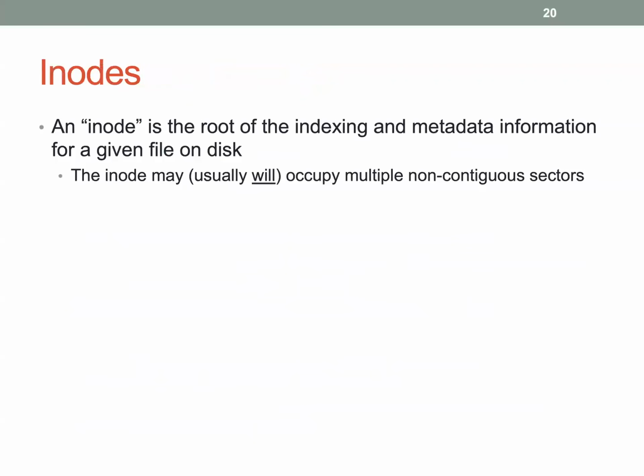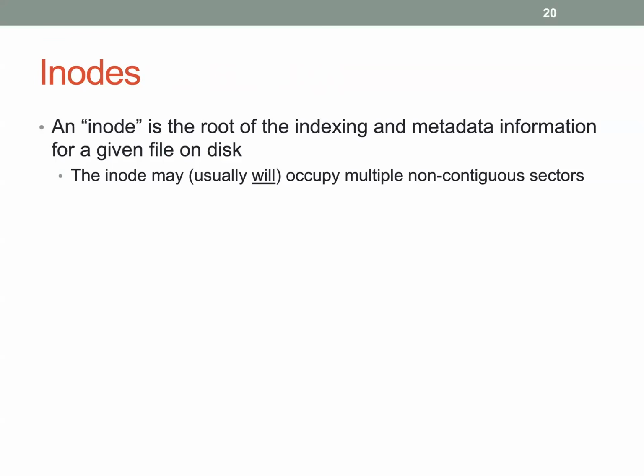The inode is a special indexing node. That's what inode stands for, index node. And so the inode itself will also occupy multiple non-contiguous sectors because you'll have the starting point, the root of the inode, which has some metadata and also some direct and indirect block references.